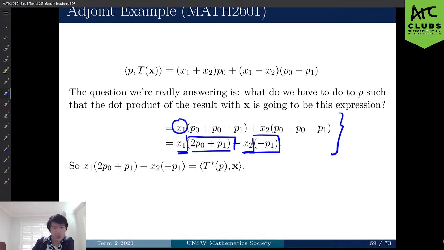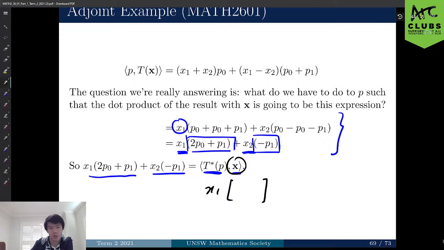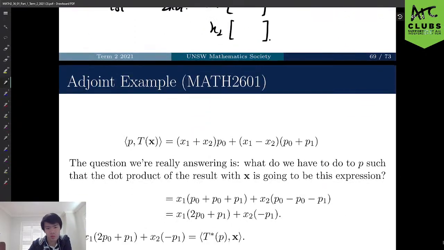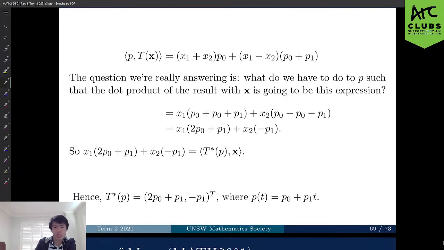And so we'll get this expression equals the dot product of x with the adjoint of p. So what that means is that when we think about it, this is just equal to x1 times the first component of t adjoint p plus x2 times the second component, which means that this thing is the first component and this thing is the second component. So we've got our adjoint equal to this, and that's our formula there.